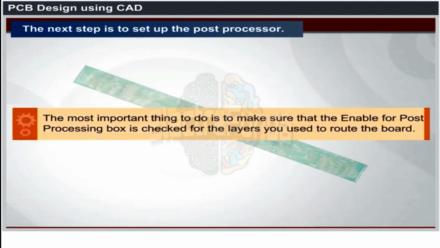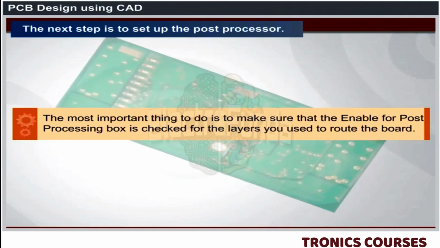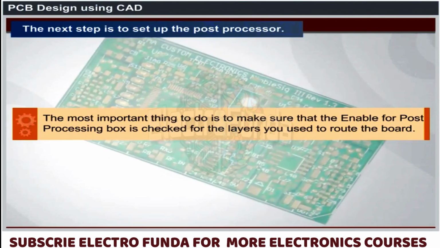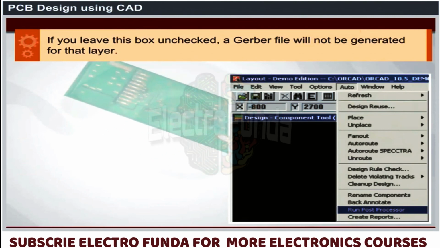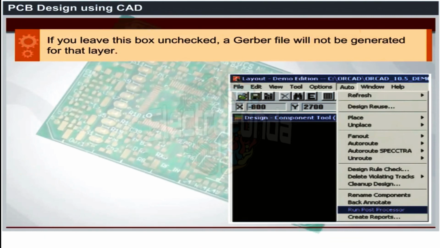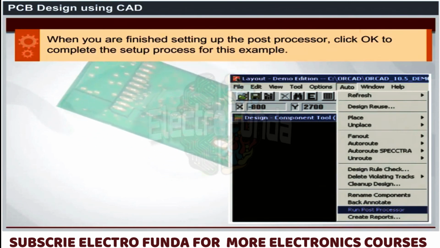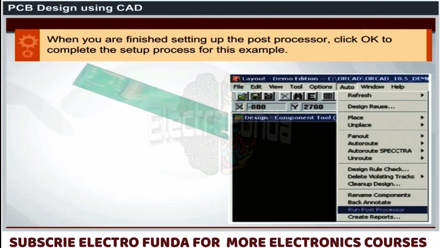The most important thing to do is to make sure that the Enable for Post-Processing box is checked for the layers you use to route the board. If you leave this box unchecked, a Gerber file will not be generated for the layer. When you are finished setting up the post-processor, click OK to complete the setup process for this example.